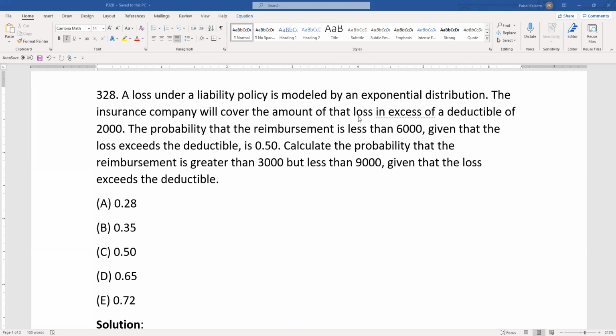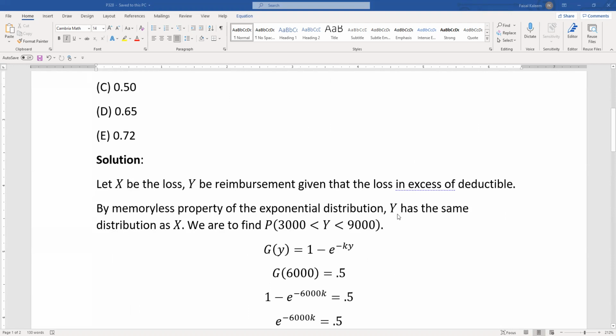the reimbursement variable given that the loss exceeds deductible is exactly distributed in the same way as the loss. Therefore, if y is the reimbursement given that loss is in excess of deductible and x is the loss, then by the memoryless property y has the same distribution as x, and we have to find probability that y is between 3,000 and 9,000.